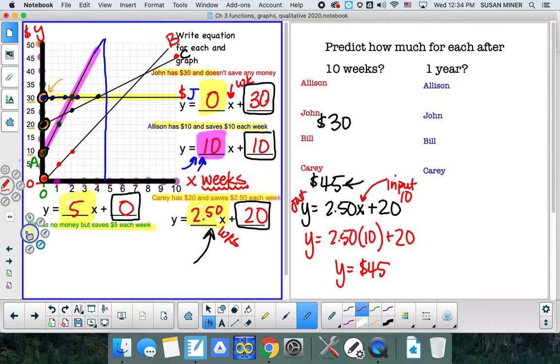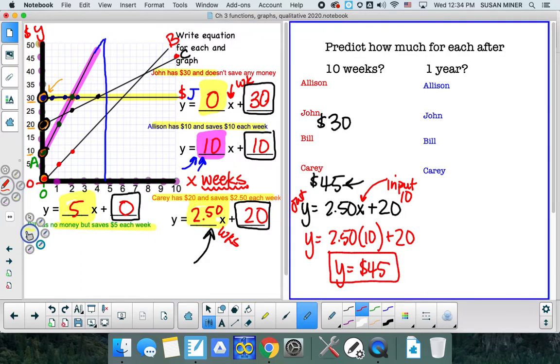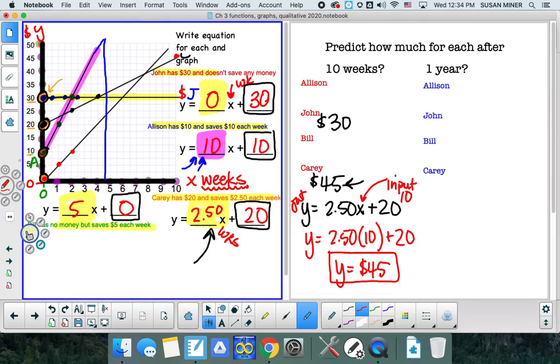So I can use my graph to make a prediction, right? It looks like that's where my graph's going. Or I can use my equation to make a prediction. Some of these graphs don't go all the way out to 10 weeks, look at Bill out here. His graph doesn't go out to 10 weeks. But I could use my graph to make a guess. I could guess, but I don't want to guess. I want to be accurate. So we're going to use inputs to check and make sure. Now I can guess and see, and then check my guess with my actual calculation.